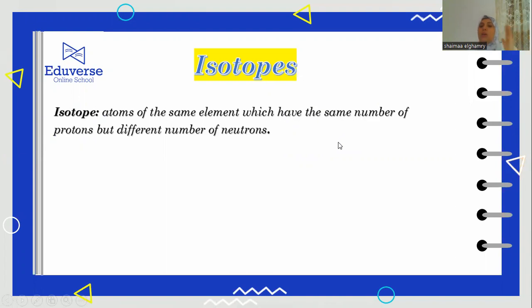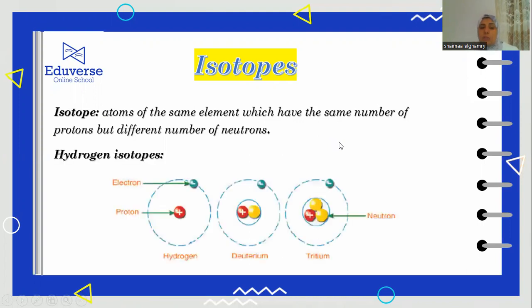So isotopes are atoms of the same element, which have the same number of protons, but different numbers of neutrons. Hydrogen isotopes are protium, deuterium, tritium. Protium, from its name, has only one proton inside the nucleus. Deuterium has a proton and a neutron inside the nucleus, so the nucleus has two particles. Tritium, the nucleus has three particles. One of them is a proton, and the other two are neutrons.